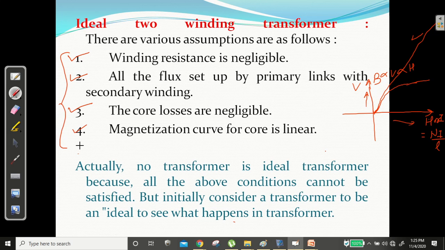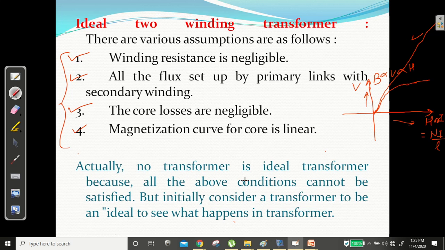So all 4 conditions are there, and we know that if even one condition is not satisfied, the transformer will not be ideal. Here none of the four conditions will be satisfied, so no transformer will be ideal. It will be actual. But we will assume an ideal transformer. We will try to understand the concept of the transformer, and once you assume the conditions of the ideal transformer, then we will go towards the actual transformer.